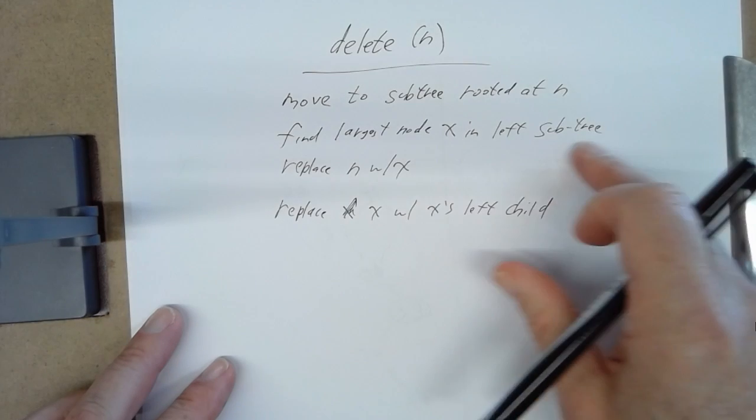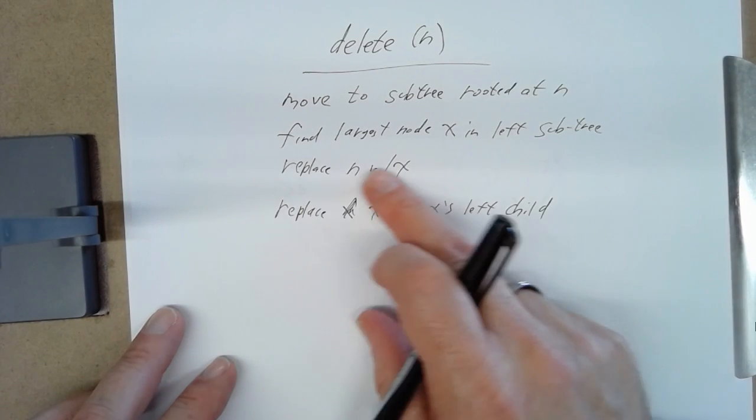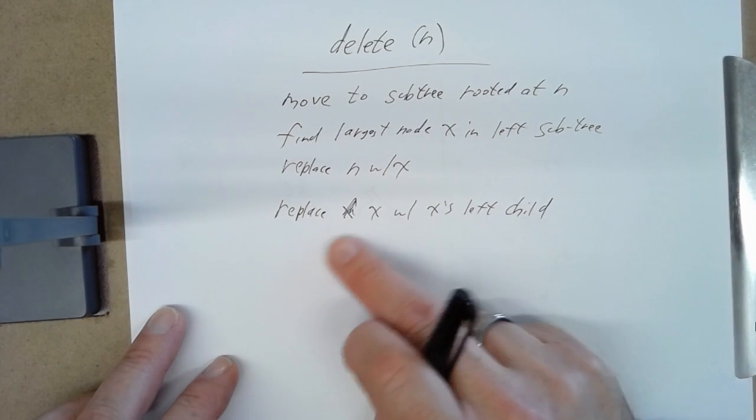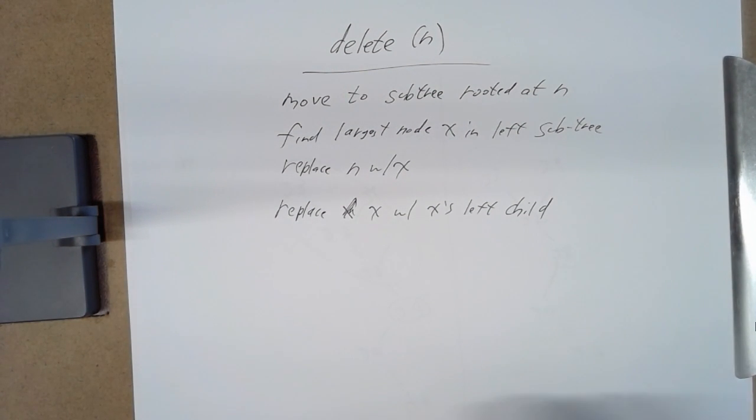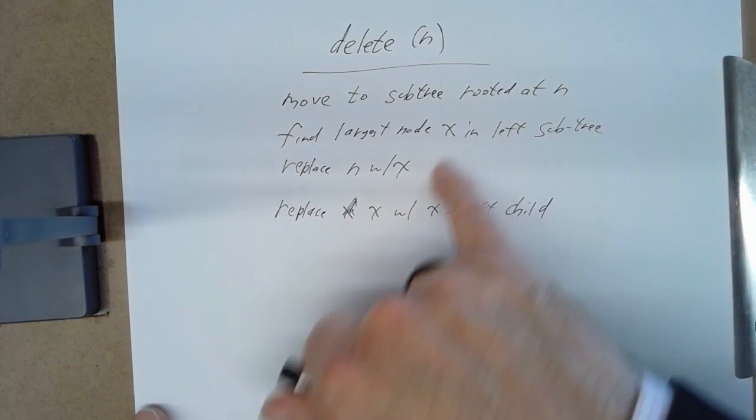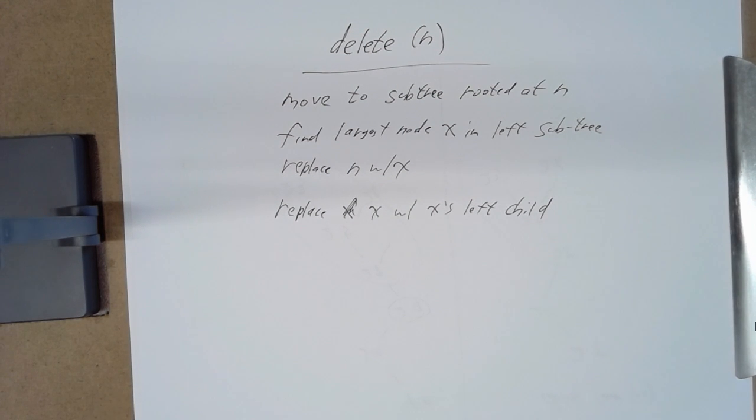Find the largest node x in the left subtree, replace the root with x, replace where x was with what the old x's left child was. But if you're actually writing code to do this, you can't change x and still use it down here. Does that make sense? Okay.